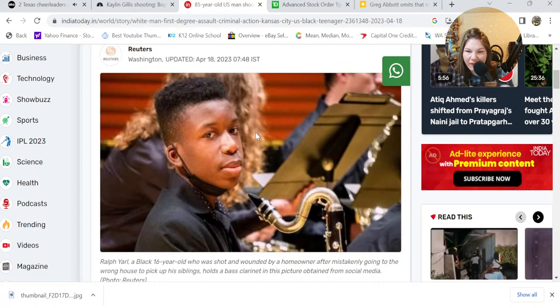This 85-year-old man, he saw a young black child standing on his porch ringing his doorbell. He didn't have anything in his hands, picking up his little brothers, and within seconds of seeing this black male, he shot him in the head. Seconds. He said it himself. The old man said it. Oh, I seen him, and seconds later I shot him because I was scared. I thought he was going to rob me.